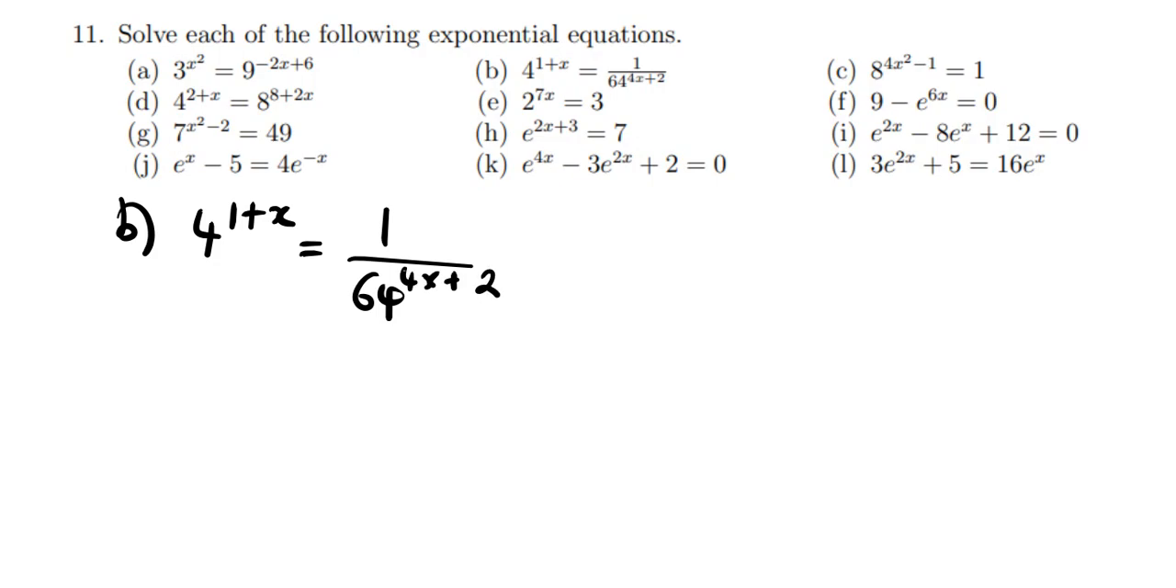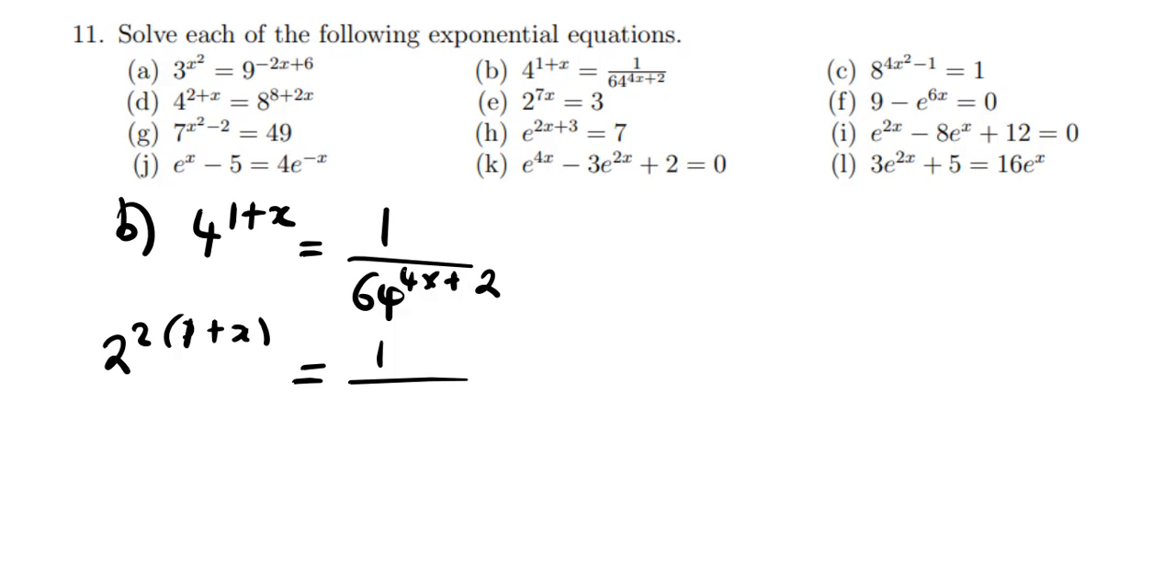Okay, now 4 I can also write it. Which base can I choose? Let me say I want to change them to the base of 2. 4 I can write as 2 to the power 2, right? Then I have 2 squared to the power 1 plus x on top is equal to 1 over 64 in terms of 2.